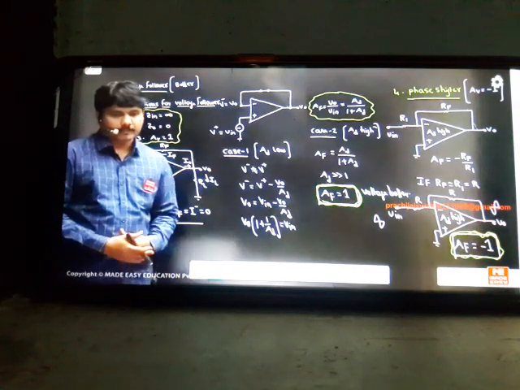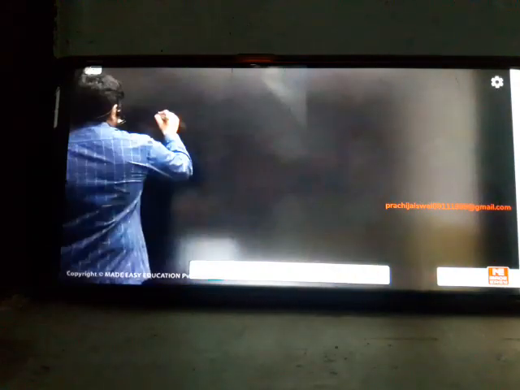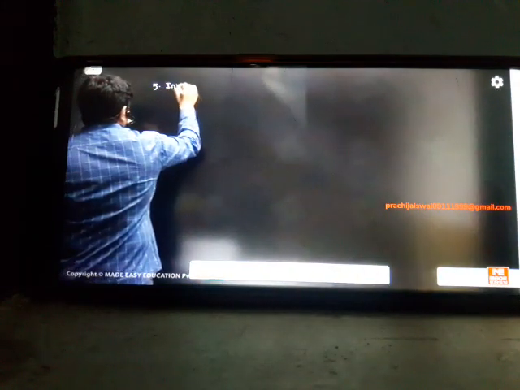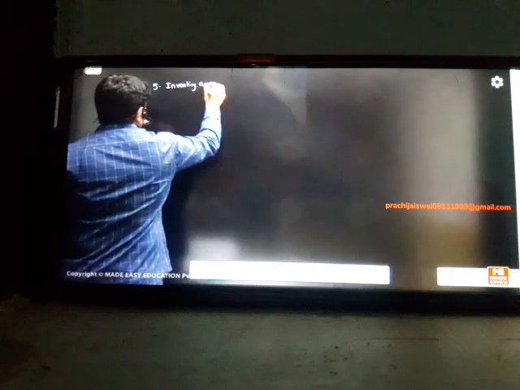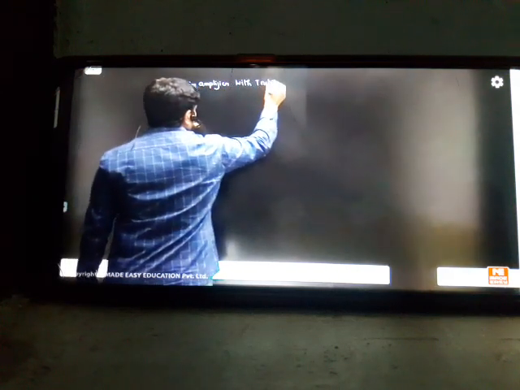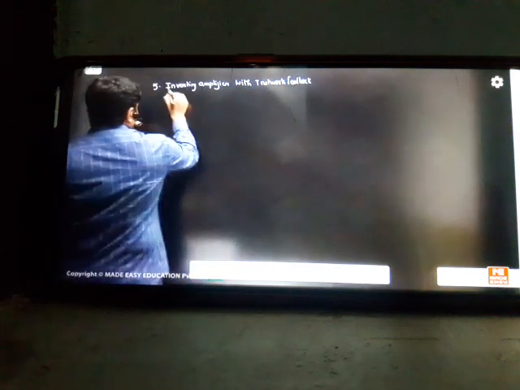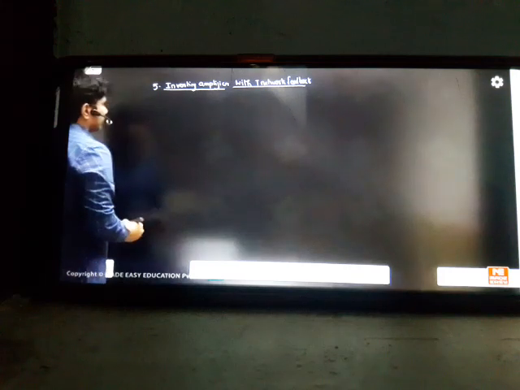Okay. So let us apply the story of the fifth one. Concept number 5. The fifth topic is the inverting amplifier with T network feedback. Inverting amplifier with a T network feedback. First I have to tell you some analysis to understand what is T network feedback.